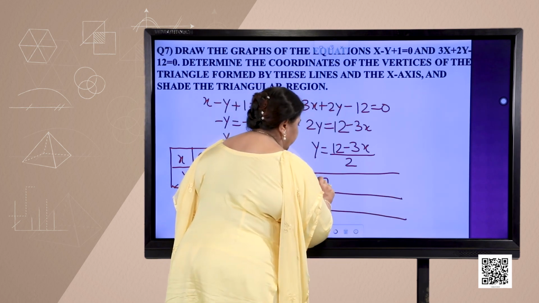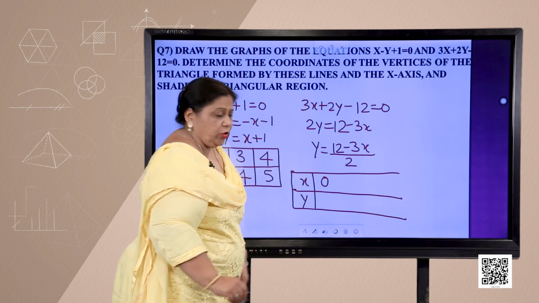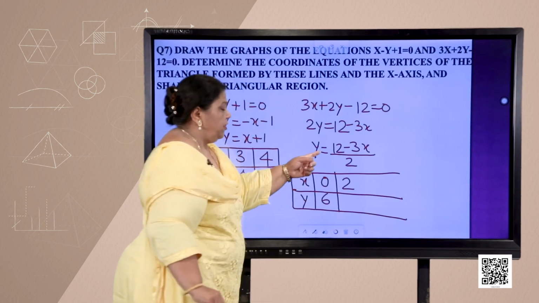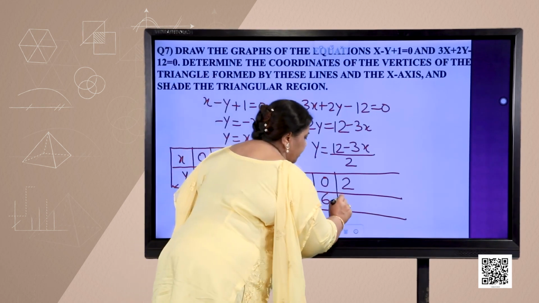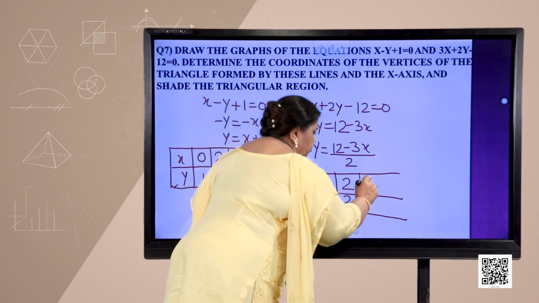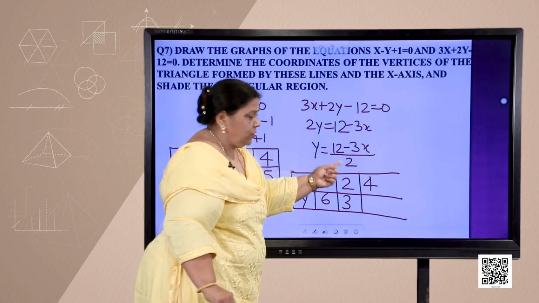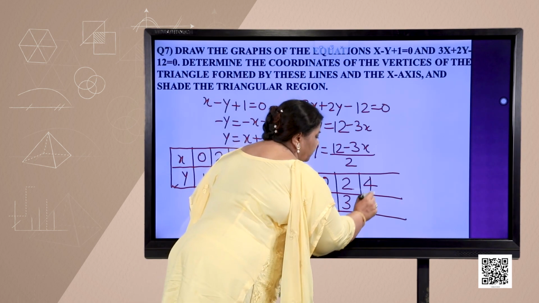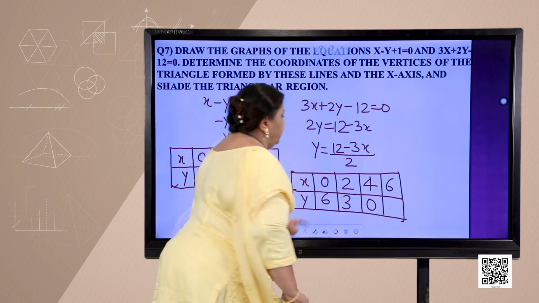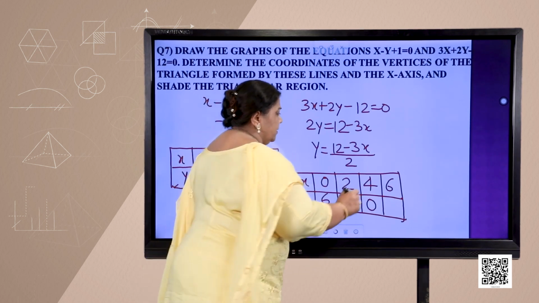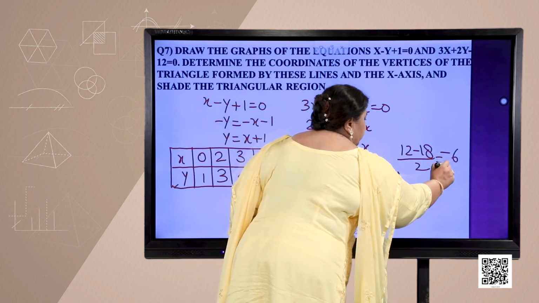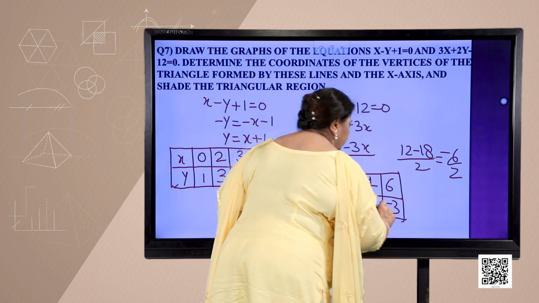In this case, if I take x is equal to 0, what do I get? 12 upon 2 is 6. If I take 2, 12 minus 6 is 6 upon 2 is 3. And what is the next point? Let me take 4. It looks very simple. 12 minus 12 is 0. One more point we can take. Let me take as 6. And what is 12 minus 18? It gives me minus 6 upon 2, that is minus 3.